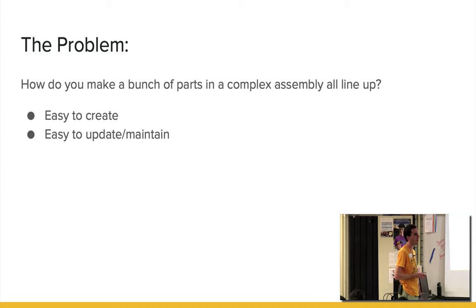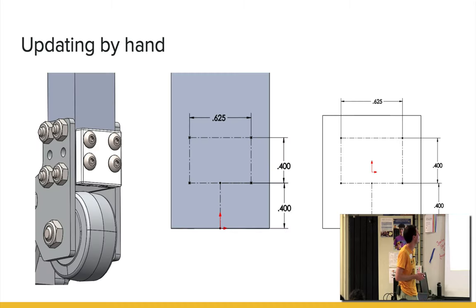I think this is something where people have opinions. It's really what works for you. One of the ways, which is pretty simple, is to just update both parts by hand, so there's no actual physical linking between the two pieces. Here we have a part where we're mounting a piece to a tube and we need to locate the holes. Let's just put the same sketch in both places. If you want to update the hole location, it's pretty easy to go in and change something.